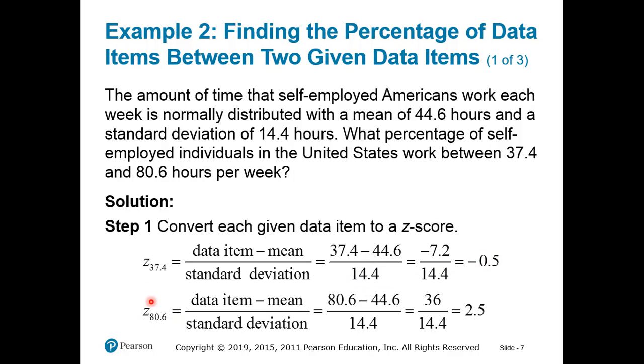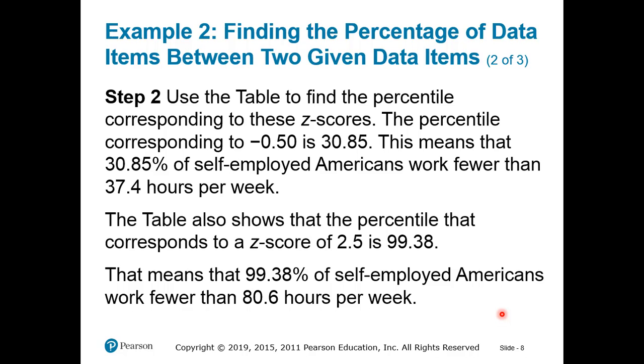And then for the 80.6, we do the exact same thing, except we're going to use 80.6 here. And so we get 2.5. Now, we don't subtract these two values. That would be a no-no. What we do is use these two values to look up the percentiles for each.